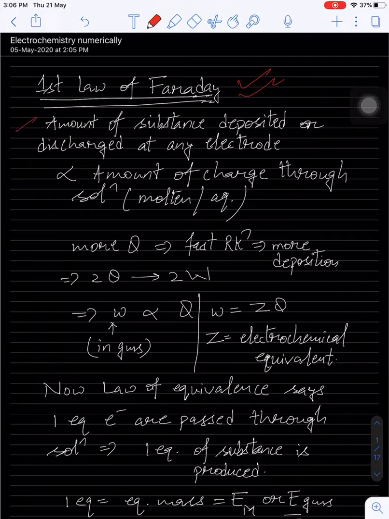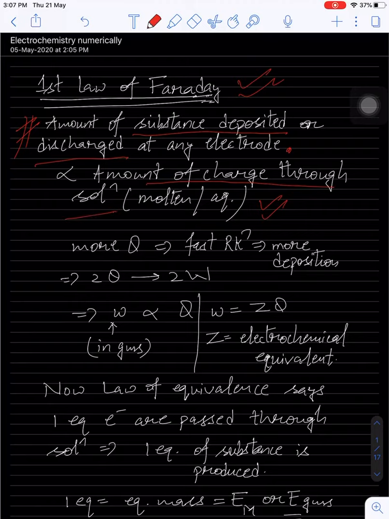The first law of Faraday, everybody knows it: the amount of substance deposited or discharged at an electrode is directly proportional to the amount of charge passing through the solution. The solution may be a molten solution like sodium, or aqueous. Read it here: the amount of substance deposited or discharged, meaning dissolved, at any electrode like cathode or anode, is directly proportional to the amount of charge passing through the solution.